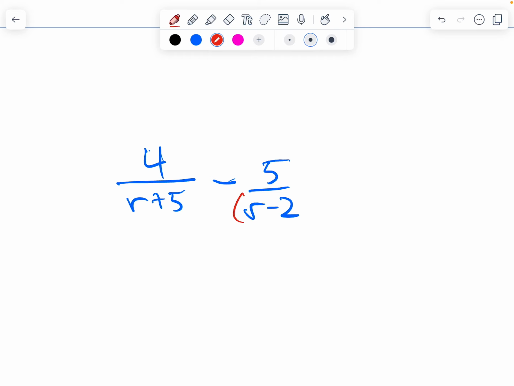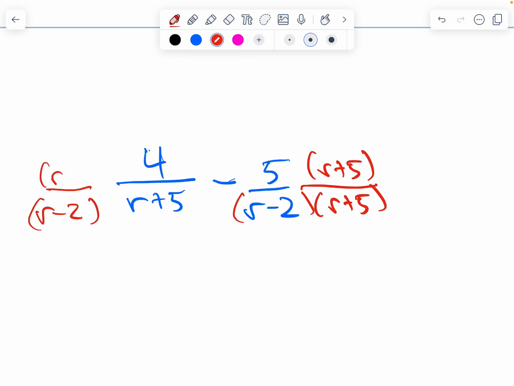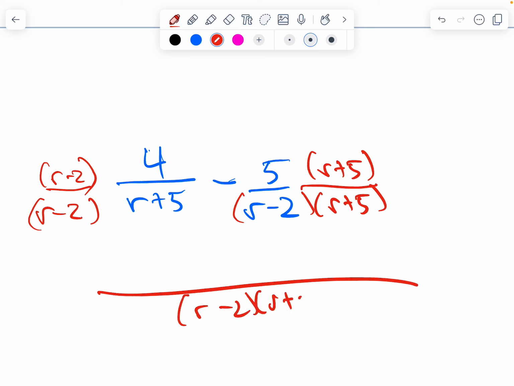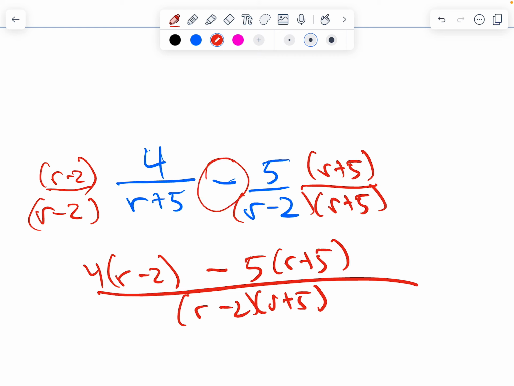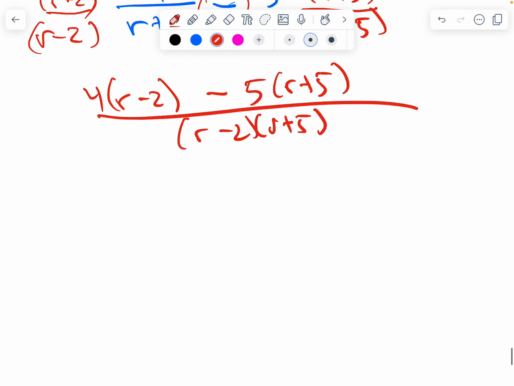Okay, we need a common denominator, so we're going to put an r plus 5 in the bottom of that. We're going to put an r plus 5 in the top of that. We're going to put an r minus 2 in the bottom of this, and an r minus 2 in the top of that. Now that gives us a common denominator of parentheses (r minus 2)(r plus 5). And then on the top, we're going to have 4 times (r minus 2), and we have a negative 5 times (r plus 5). Remember that minus. The minus is going to be this whole minus 5 times both of those.